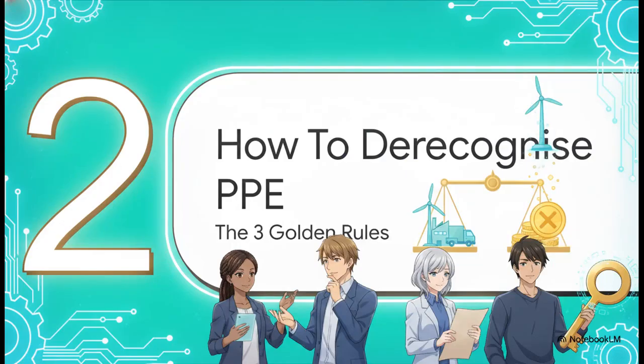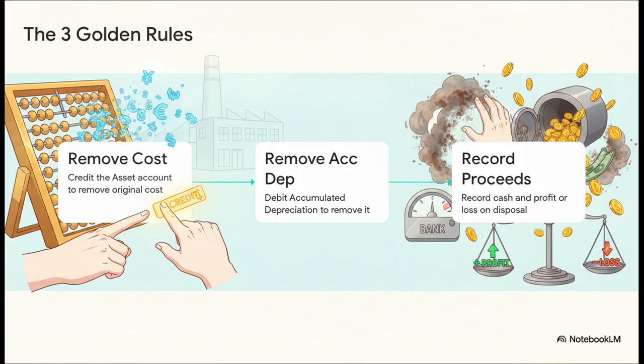Moving on to Section 2. How to derecognize PPE. So, the absolutely crucial point here is knowing how to actually do this in the books without totally messing up our balancing figures. Whenever you face a derecognition question, you just follow these 3 golden rules in exact order. Think of this as your foolproof exam checklist. First, you've got to zero out the original cost.